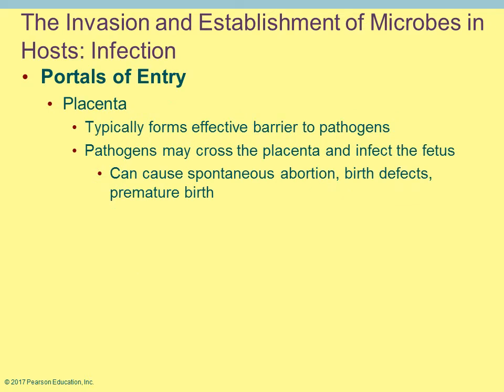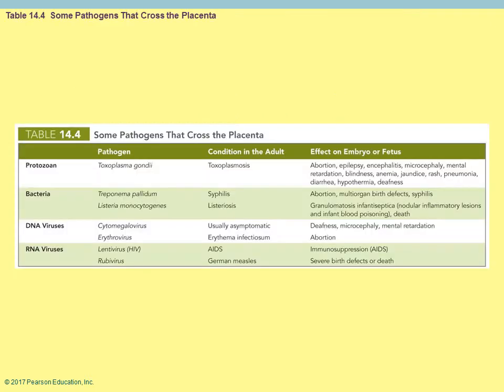The placenta. Usually the placenta does act as a barrier, protection for the developing fetus. Anything that's in the mother must pass across that placental barrier, so it's usually very effective at providing protection. However, there are some pathogens that can cross that placental barrier and infect the developing fetus, usually with devastating results. This table gives an example of some of the pathogens that are known to be able to cross that placental barrier.